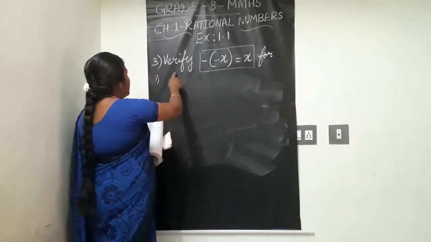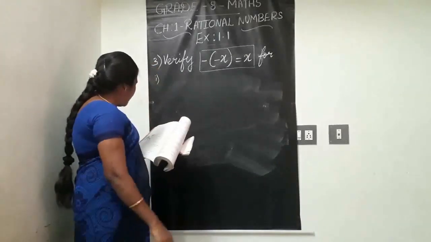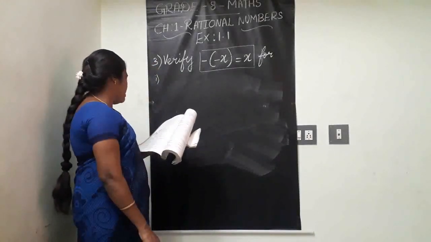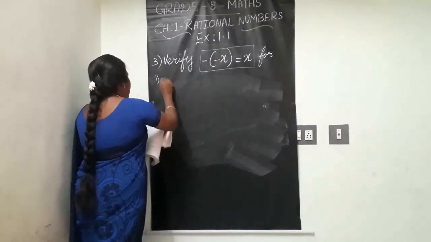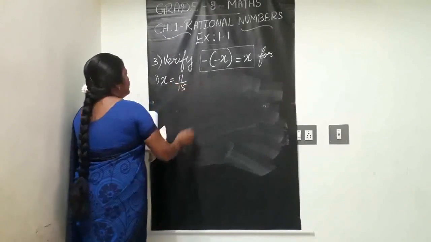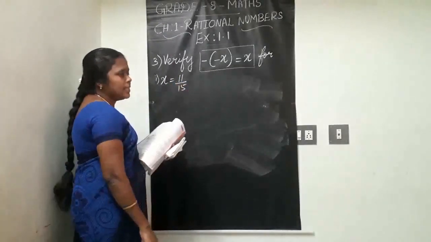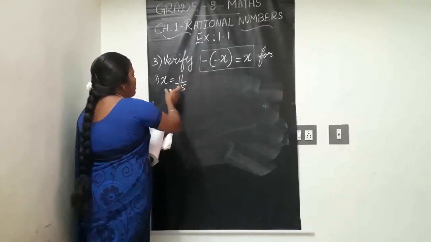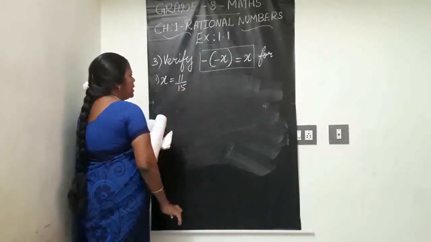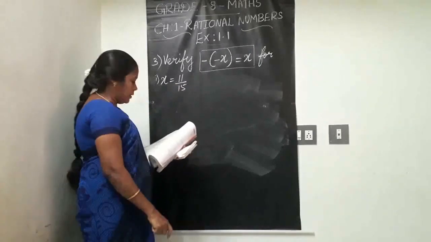See, here, third section, what is given? Verify that minus of minus x equals plus x. For the first one, x equals 11 by 15. This is the given statement. We have to verify with x values in 2 cases. 2 questions are there. In that, the first question I am solving.